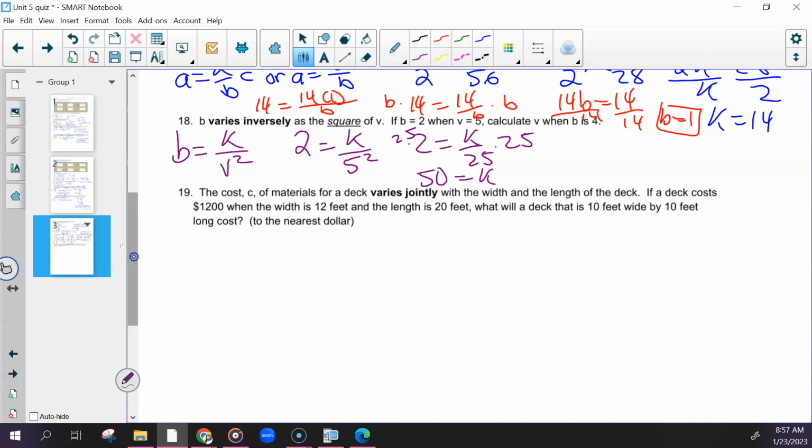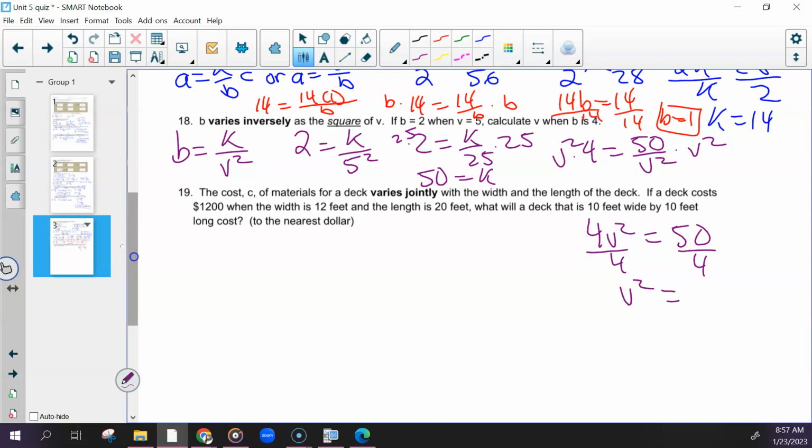Okay. Now we need to find v when B is 4. So 4 equals 50 over v squared. Get v squared out of the denominator, multiply it on both sides. I'll write this on here. So 4v squared equals 50. Divide both sides by 4. So 12.5.